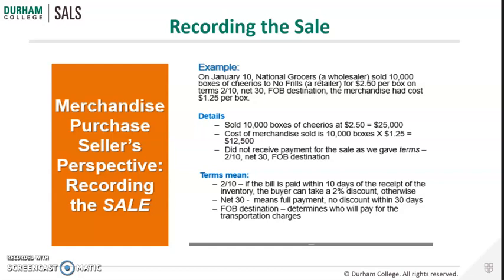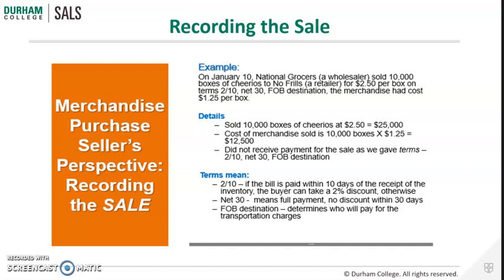Now, when you read this transaction, you're looking for a key word. And as soon as you see the word sold, you're the seller. So you're going to be doing journal entries for the seller. So let's talk about the details. We sold 10,000 boxes of Cheerios at $2.50 per box, and that equals $25,000. Now the cost of the merchandise sold is 10,000 boxes times $1.25, which is $12,500.